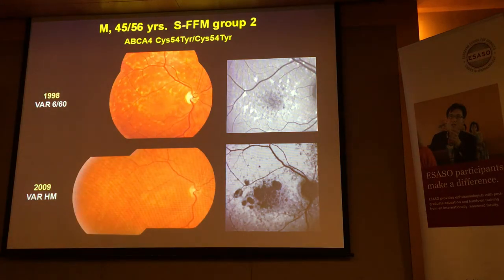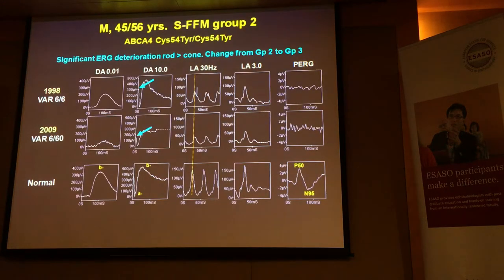This is a patient with group 2 disease, so had cone involved from the beginning, and the reason I'm showing this case is just to demonstrate that many of you will know that the flecks can disappear over time. They resolve, you lose the flecks. So whilst here you make a diagnosis instantly of ABCA4 disease, here it's not so easy. And in that patient, the ERGs, which started off showing cone abnormality, the rods became involved, and this patient's got progressive disease. The AOA drops from 300 to about 150 microvolts. So this is progressive disease in rod and cone systems.